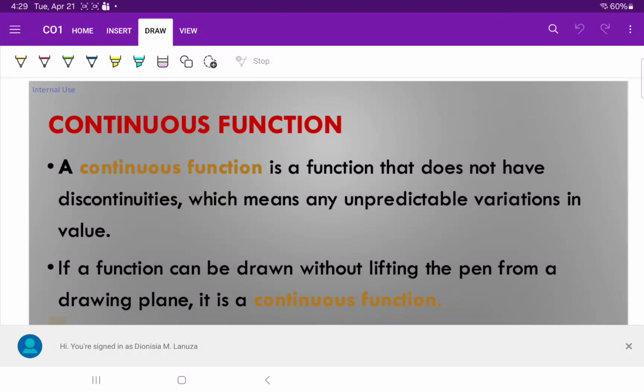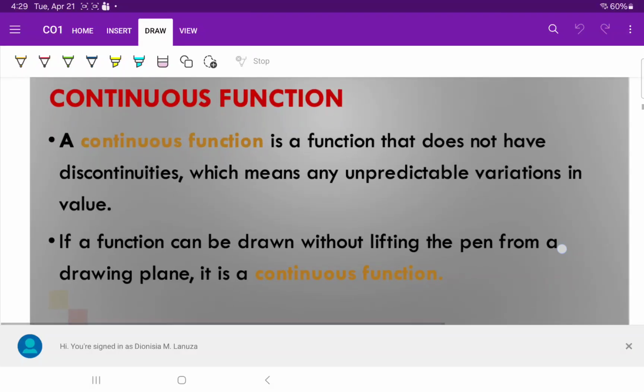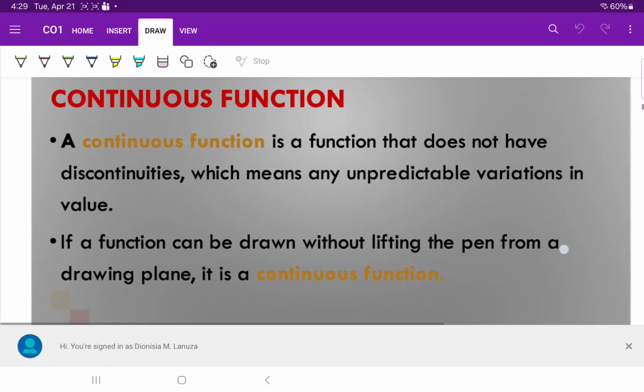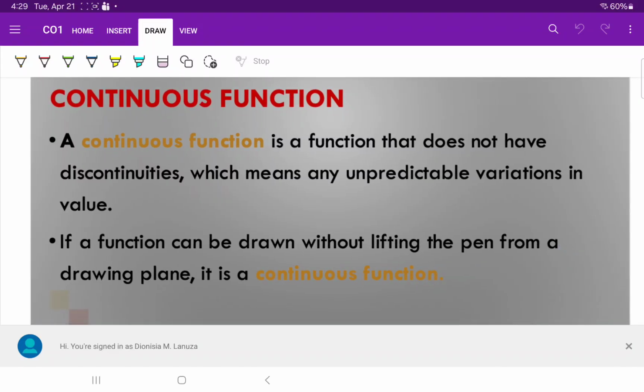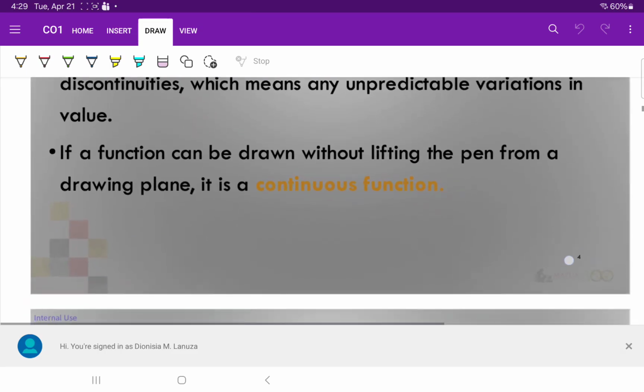Okay, hello everyone. Lesson is about continuous function. So here is the definition. The definition says that a continuous function is a function that does not have discontinuities, which means any unpredictable variation in value. Now, if a function can be drawn without lifting the pen from a drawing plane, it is a continuous function.